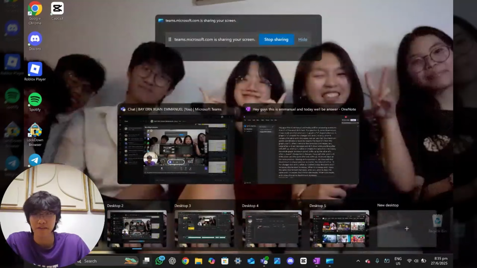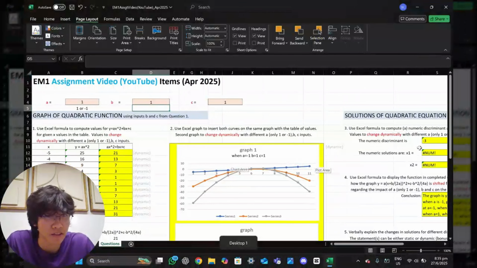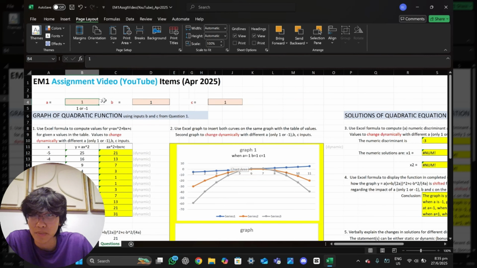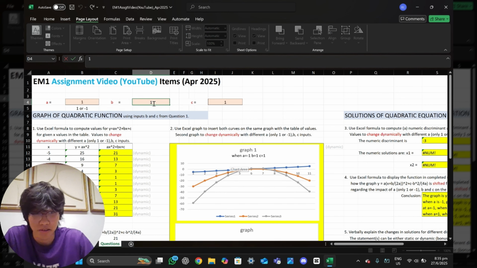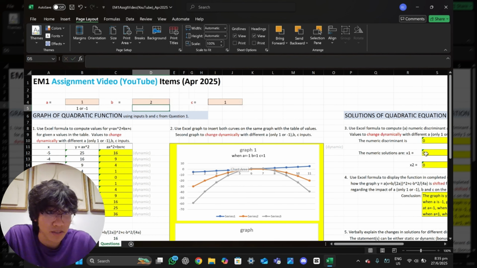Finally, let's see how the sign affects the discriminant. As you can see over here, if the discriminant is negative, they actually have imaginary numbers as the solutions. When the discriminant is positive and we change a equals to -1, we can see that there's actually two solutions. And finally, when the discriminant equals to 0, we can see that there's only one solution as both equal to 0.